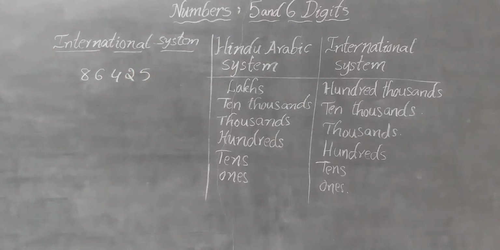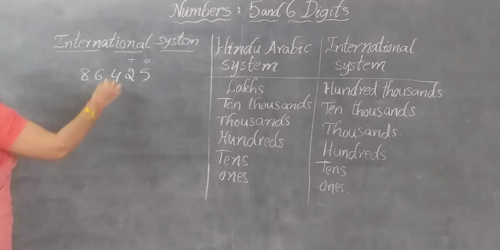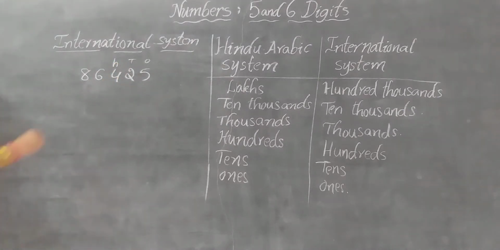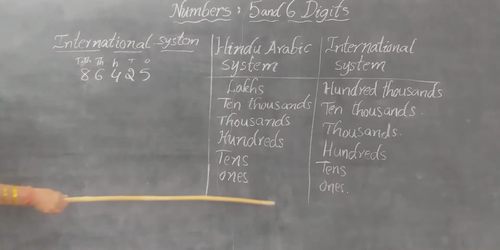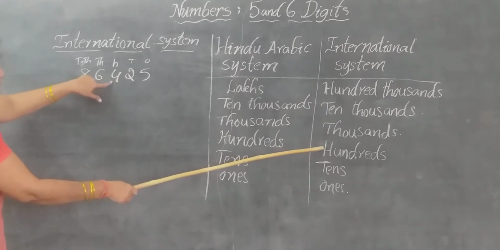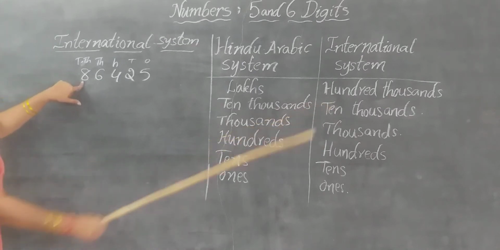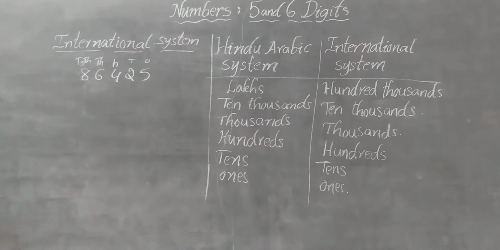How many digits are here? 5. Let's write the place values. Ones place, tens place, hundreds place, thousands place, 10,000s place. See here, in the international system: ones, tens, hundreds, thousands, 10,000s. Completed. Only 5 digits are there, so we have to write like that.